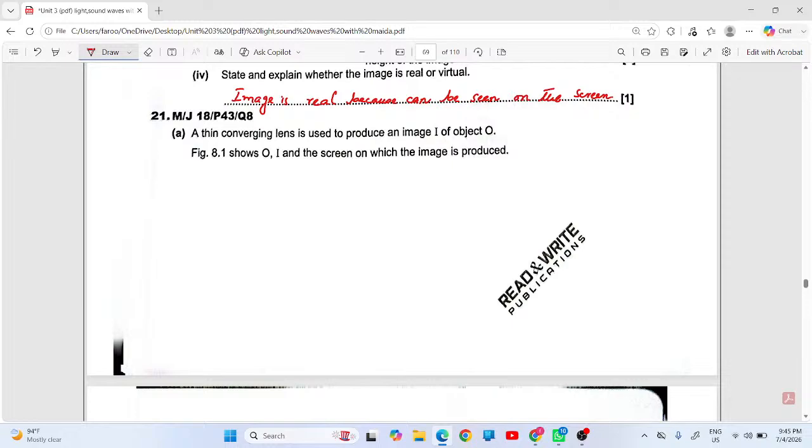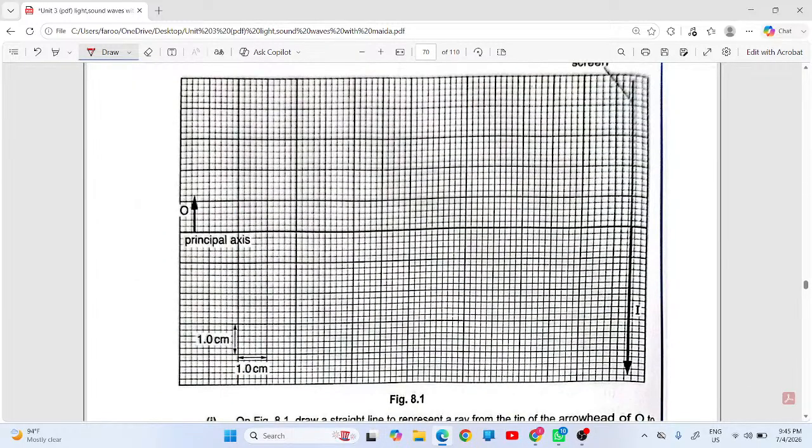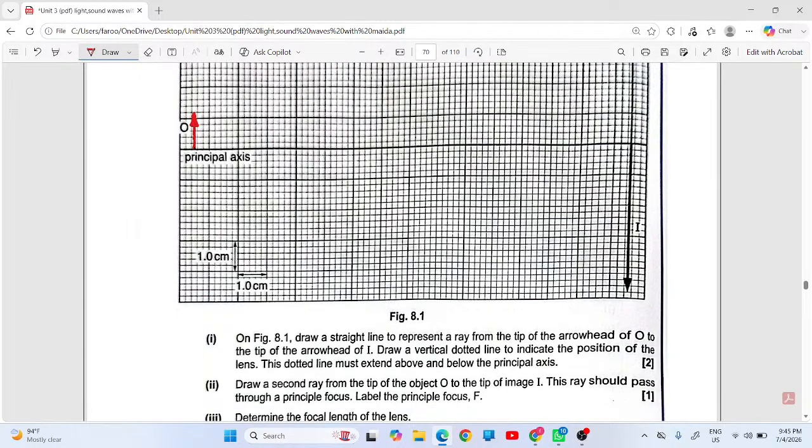Okay? Next: a thin converging lens is used to produce an image I of an object. Figure 8.1 shows O and I and the screen on which the image is produced. The object is here, which I am marking in red. This is the object location, and the image is here, marked in black, on the right side, and this is the screen.